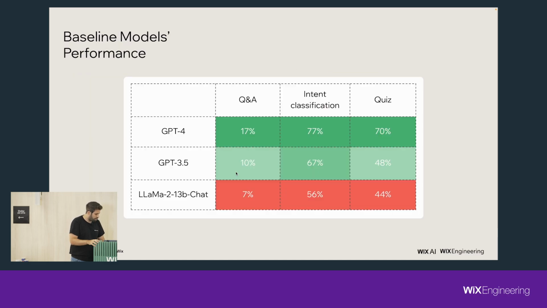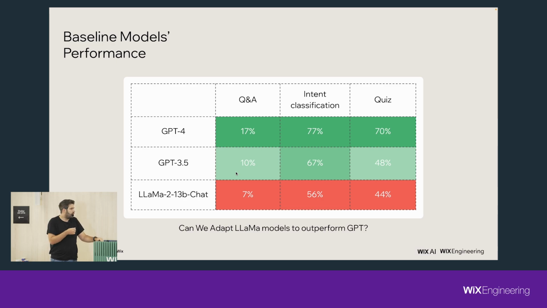Okay, so moving ahead, we have evaluated all the baseline models on our benchmarks and our quizzes. By the way, we are using these benchmarks today as well to estimate other LLMs when we come to understand which LLM might be relevant for Wix. And we can see here that GPT-4 really outperforms all the other models, and LLaMa 2 13 billion chat is actually very low. The question we want to ask is, can we adapt LLaMa models to outperform GPT? Okay, that's where we stand.